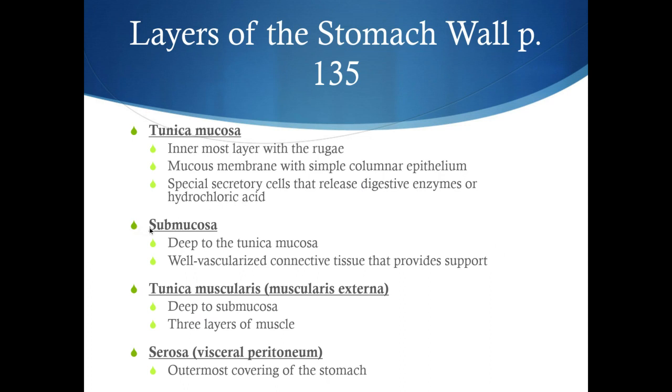Just underneath that, we'll find the submucosa, and this is going to have lots of connective tissue and blood vessels found in this layer. Just under that, we have the tunica muscularis. You'll also see it called the muscularis externa. And in the stomach, this is unique as it has 3 layers of muscle, whereas elsewhere, there's only 2. And then the serosa, we've already mentioned. This can be the outermost layer.